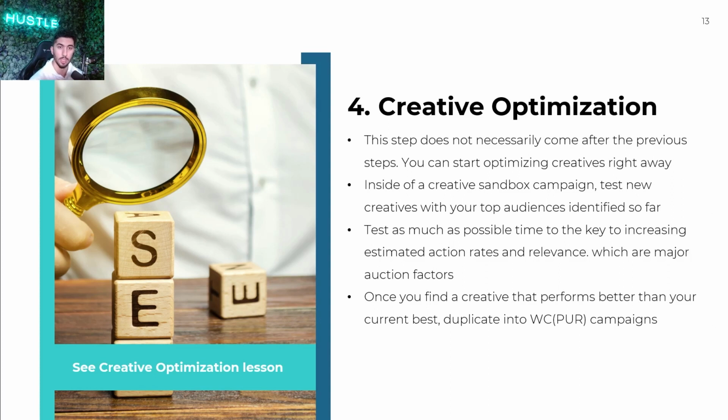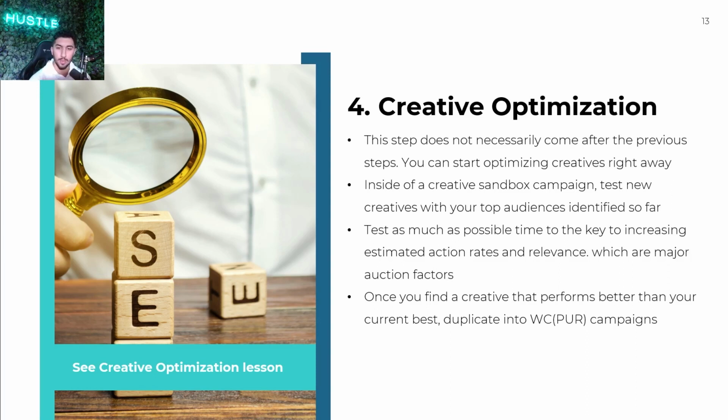You can start optimizing creatives right away inside of the Create Salmon campaign. Test a new creative with the top audiences identified so far. So this works hand in hand, right? You will find your best audience, best interest, with your best creative. And with those best audiences that you find, you can test new creatives, because they're already your best and most valuable audiences. So you test new creatives with your best audiences, and with the best creatives, you will find the best audiences. This goes hand in hand like a circle, so you can always do that.